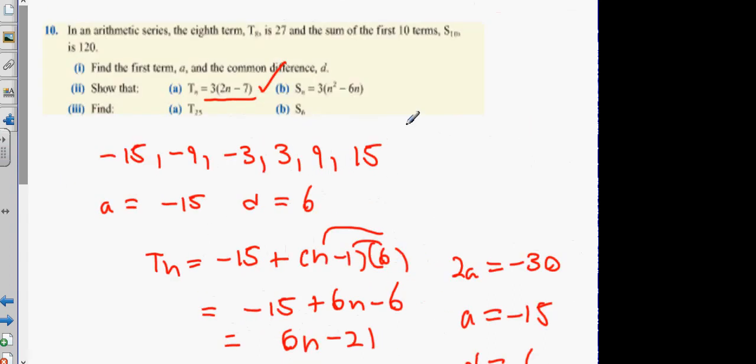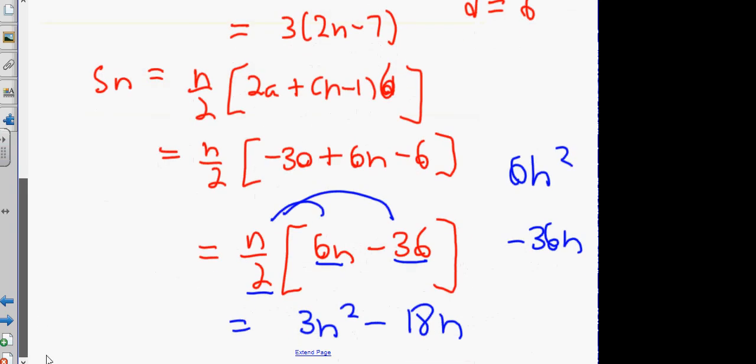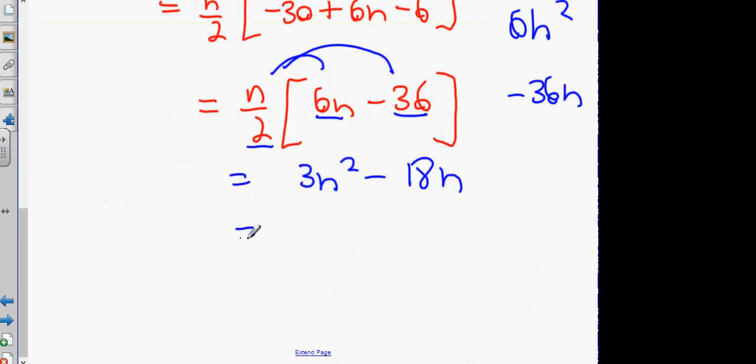It still doesn't look like what we have up here. So once again, we've got to factorize. And what do we get? 3n into n minus 6. And now it looks exactly the way it should. Okay.